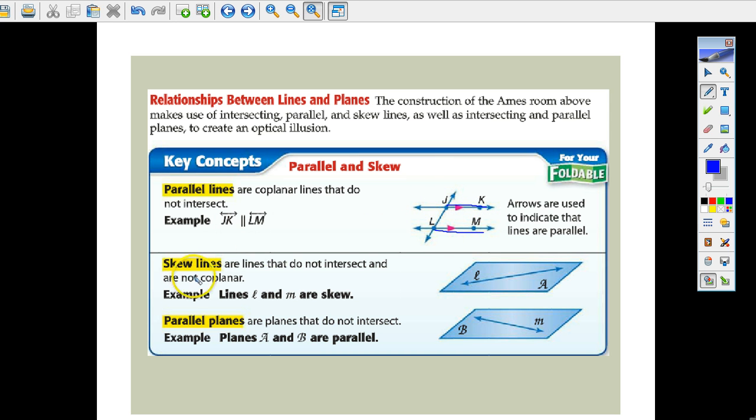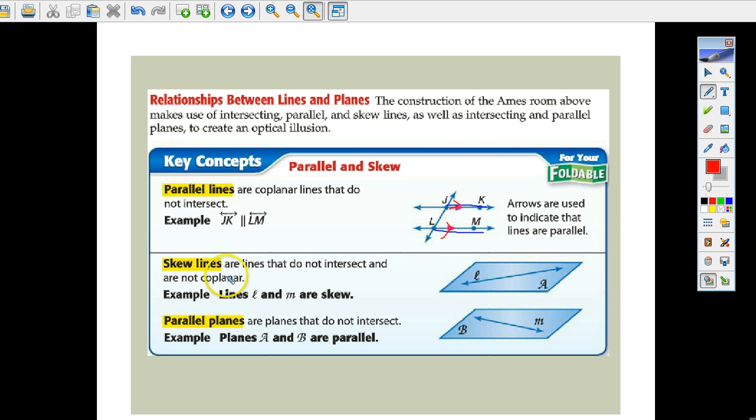Okay, and you can see that this symbol here means parallel. So arrows are used to indicate that lines are parallel. So you see these pink red lines going that way, that means they are parallel. Whenever you see arrows going the same direction, that means those two lines are parallel.